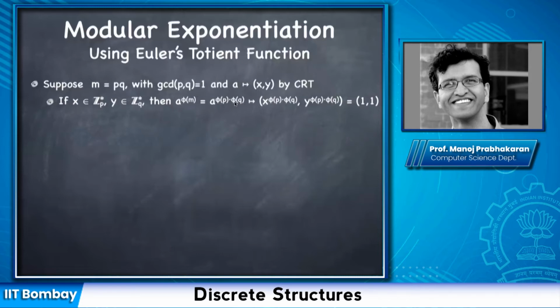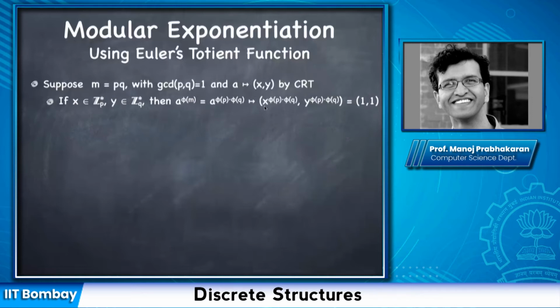When you do multiplication, you do coordinate-wise multiplication, and therefore when you do exponentiation, you do coordinate-wise exponentiation, where the exponent is an integer. So the CRT representation of this is simply x and y each raised to the power phi p times phi q.